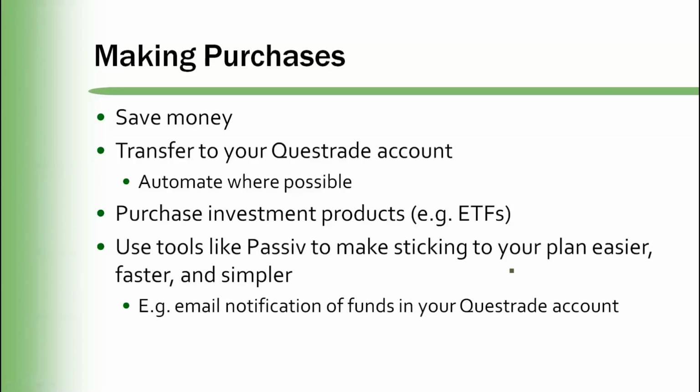And also, instead of having to remember that on a certain day every month my automatic transfer will come through, or remember that I have to send the money from my checking account, wait a couple days for it to show up in my Questrade account, and then log back in to actually make the purchases, I can get an email notification from Passiv that the money is actually there.